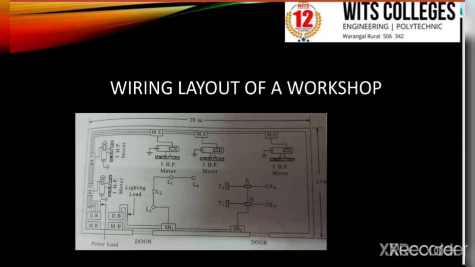Now let us see the wiring layout of a workshop or an electrical laboratory. So in the figure you can see that we have taken 2 meter boards. Why have we taken 2 separate meter boards? One is for power load and another is for lighting load. And here we have also taken some notations: MB is nothing but meter board, DB is nothing but distribution board, MS is motor switch, L indicates lamp, T indicates the tube, J is the junction box, and SB is nothing but switchboard.